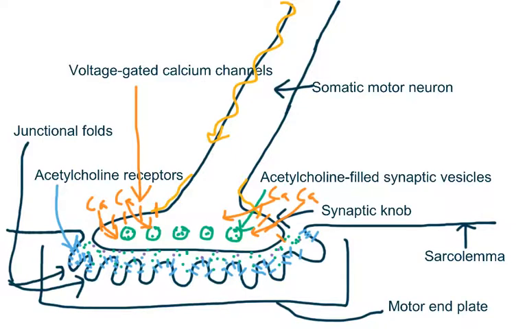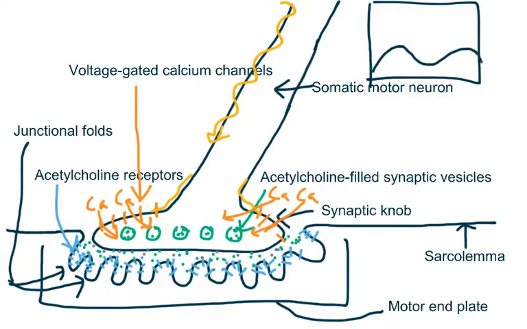So if we want to look at that in kind of a microcosm here, if we blow up the picture, here's the junctional folds down here. Here's the acetylcholine receptor on those junctional folds. And here is the acetylcholine in the synaptic cleft. And that acetylcholine comes over and binds to the acetylcholine receptor.